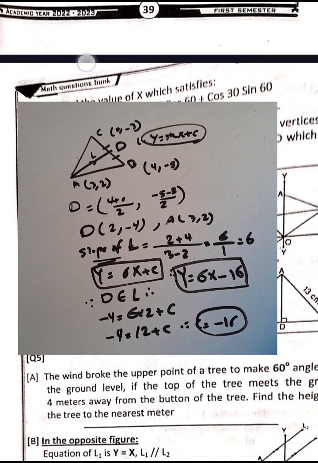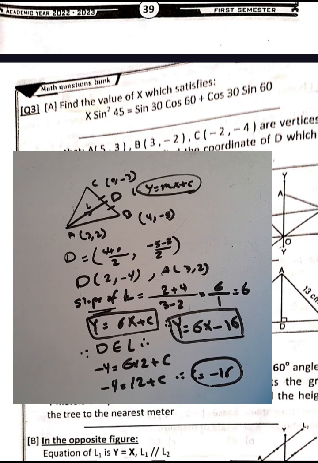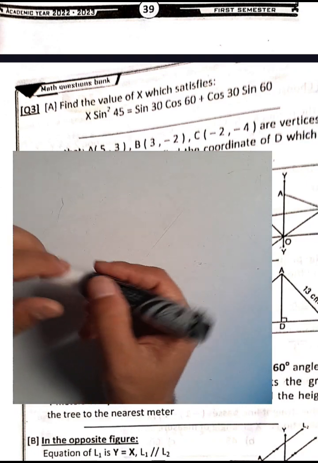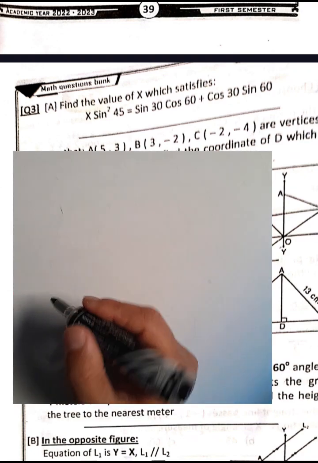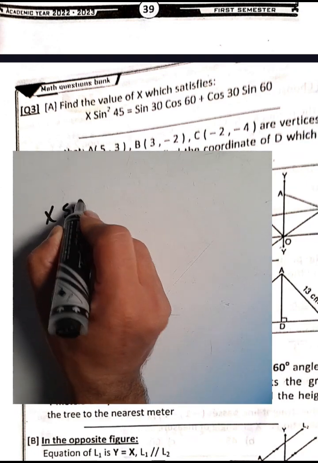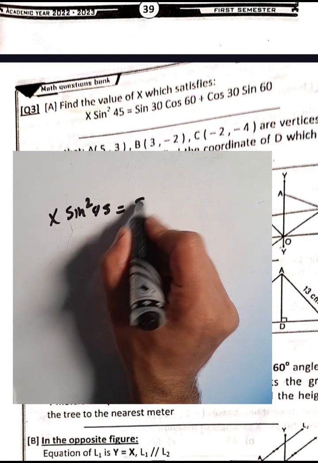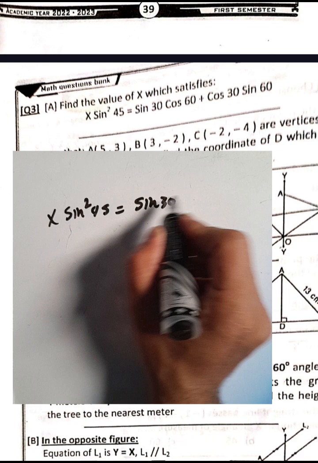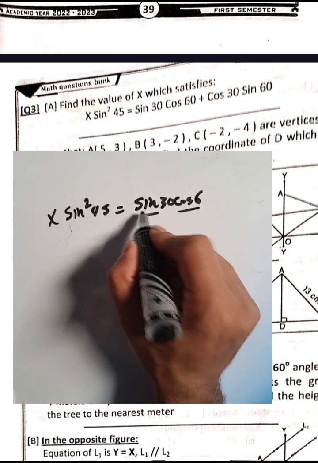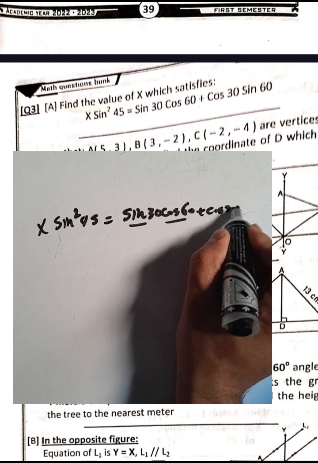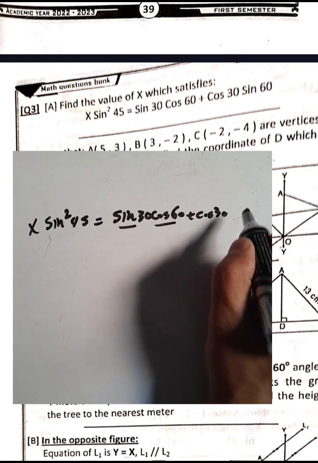Next question here about this example. Find the value of x which satisfies: x times square of sine of angle 45, plus sine 30 cosine 60, plus cosine 30 sine 60.